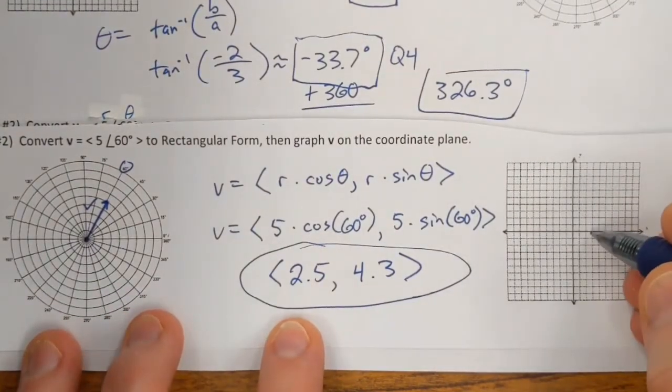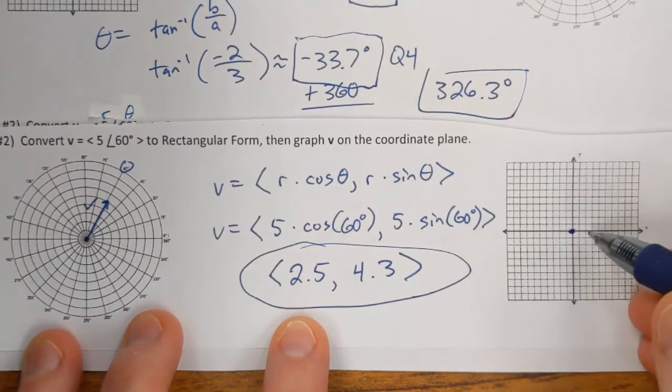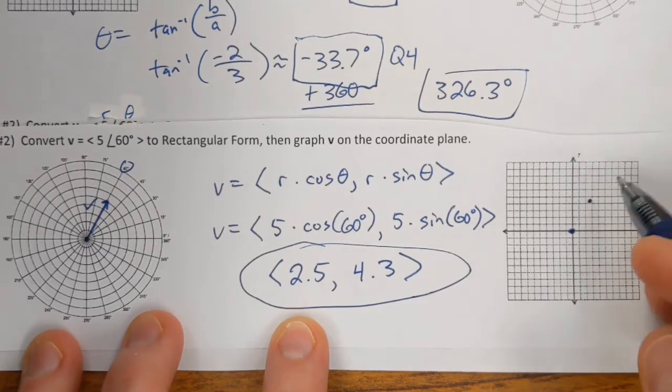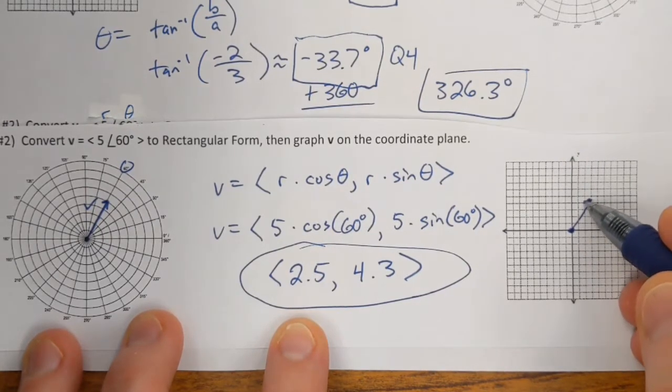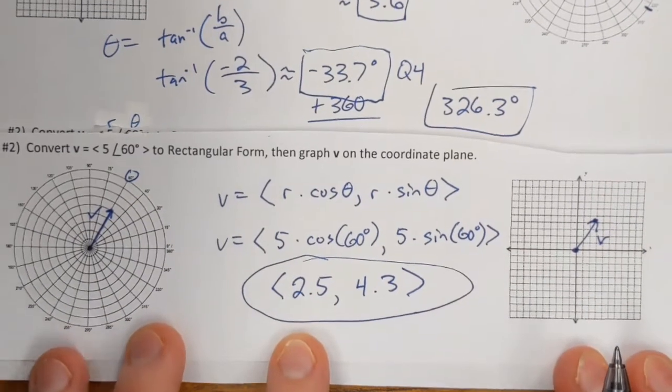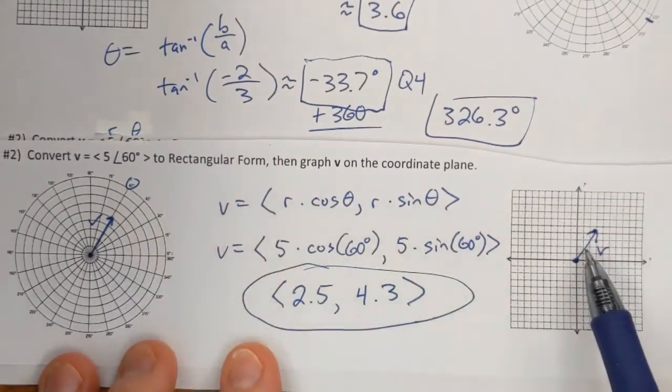If I go to 2.5 on my x-coordinate, on my x-axis, well, sorry, start at the origin first. Go to 2.5 on my x-coordinate, 4.3 on my y-coordinate. Here is my vector v. Now take a look. These are the exact same vector.